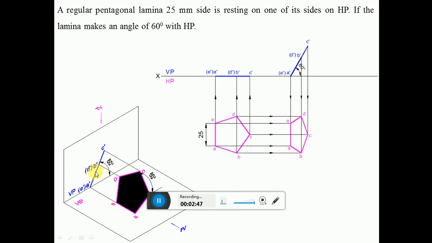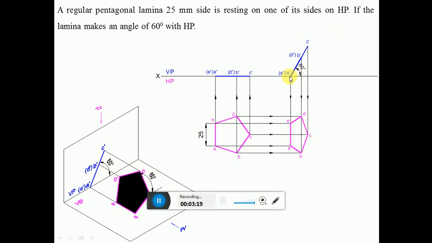And we can see since the side is resting on HP, AE is resting on HP, which when you look from the front view will be A dash and E dash on the XY line. So A dash is on the XY line. And since the surface of the lamina is perpendicular to VP, you are getting a line here. The surface inclination can be seen if it is perpendicular. So the surface is inclined to HP, and that inclination can be seen in the vertical plane.